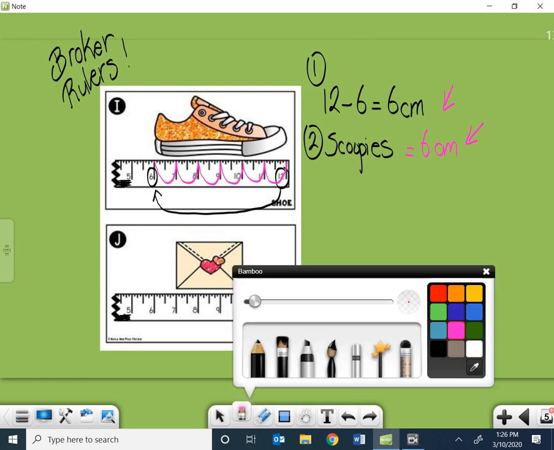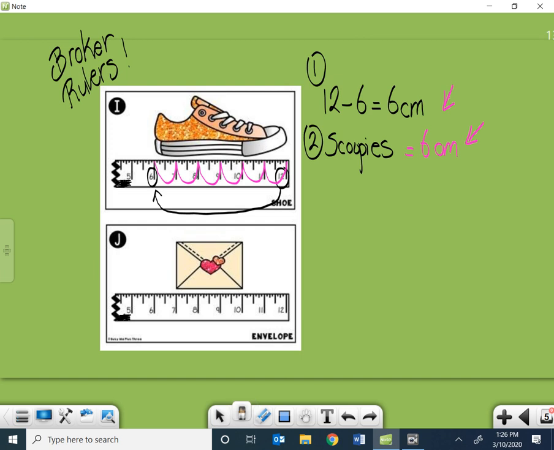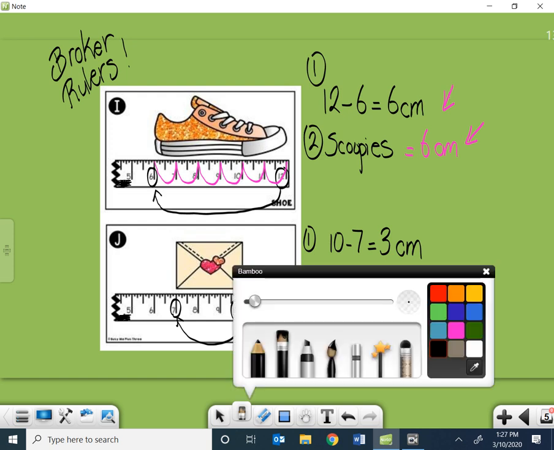Okay, let's do the second one. Let's do first the subtraction way. So I finished at, you can see I finished over here, so I've got 10. So the first way is doing subtraction. I've got 10, and I'm going to go all the way back to the start, which happens to be 7. 10 subtract 7, we know it's 3 centimeters. And now let's double check with our Scoopies.